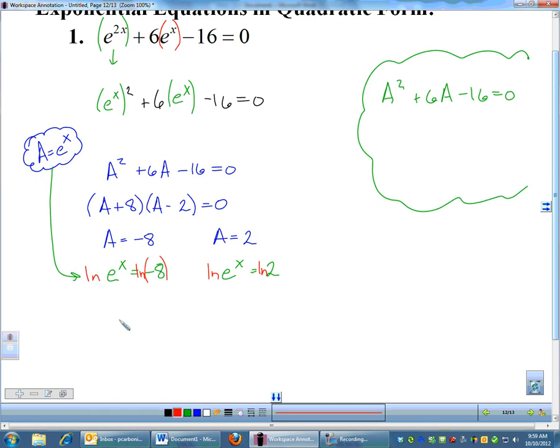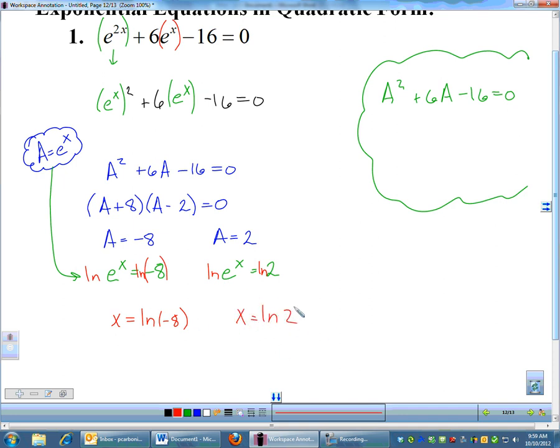And ln of e to the x is just x. You bring the x down, and ln e is 1. Remember I showed you that earlier? ln e is 1, so that's just x equals the ln of negative 8. We'll come back and think about that in a second. ln of e to the x, which is just x, equals ln of 2.